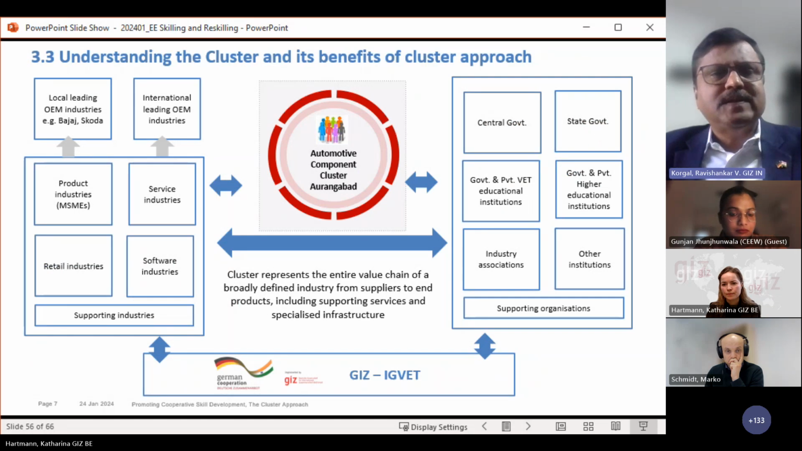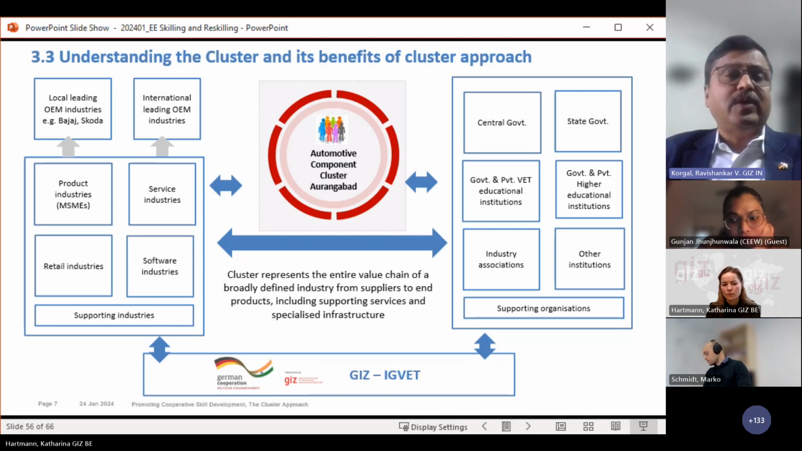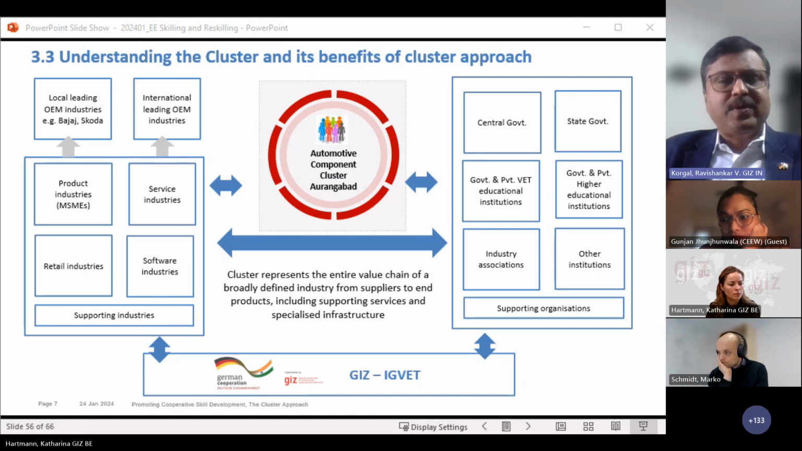Yeah, so what is this cluster? We often discuss the cluster. So what is the definition of cluster? A cluster represents the entire value chain of a broadly defined industry. For example, if you take automotive, from suppliers to end products, including supporting services and the special infrastructure required to manufacture the required components or the assemblies or the vehicles.